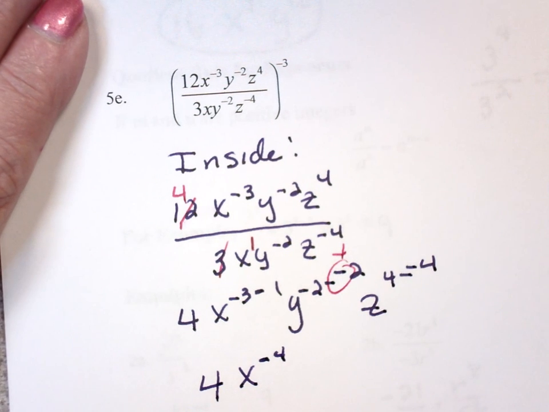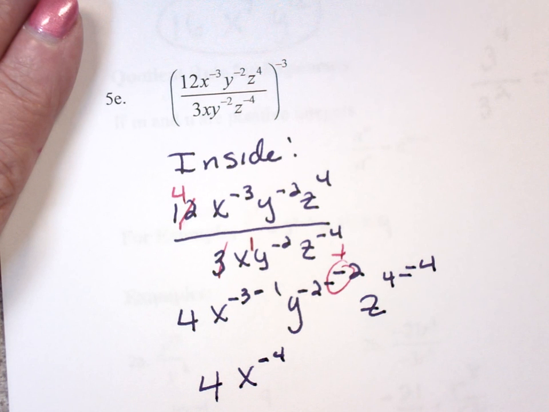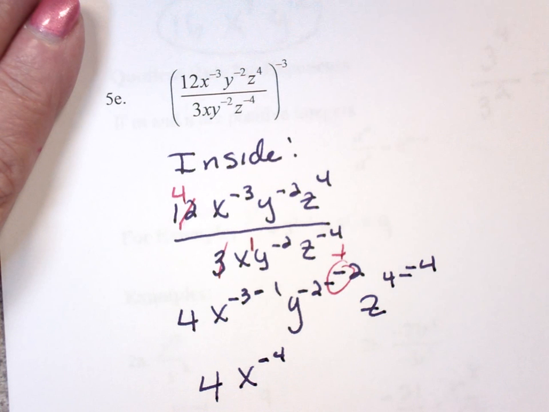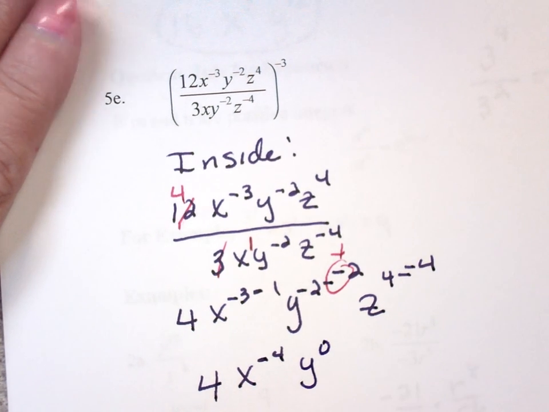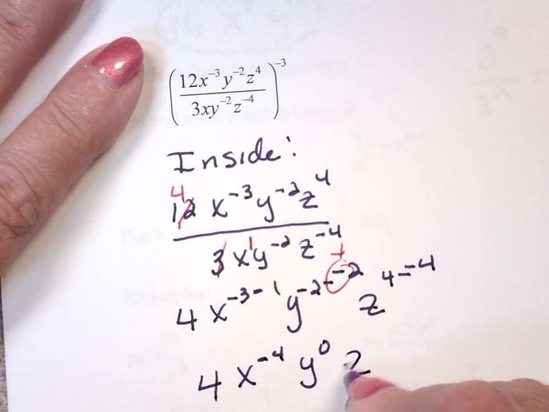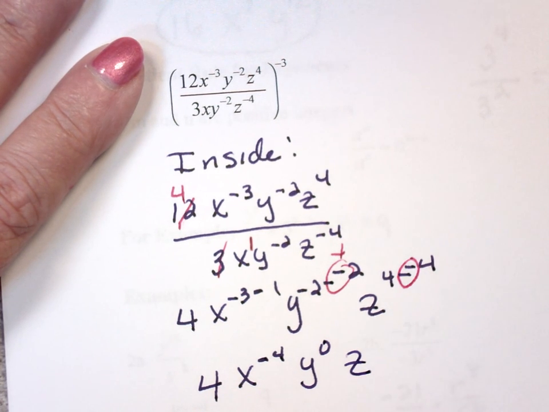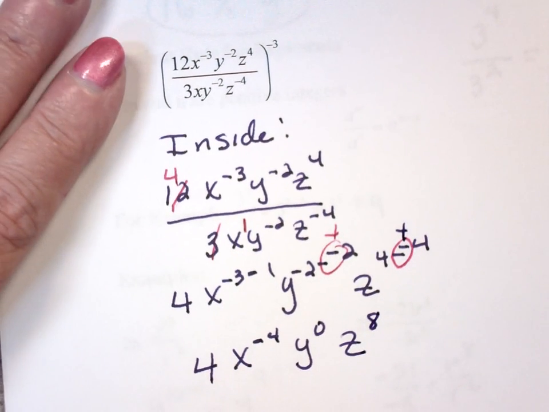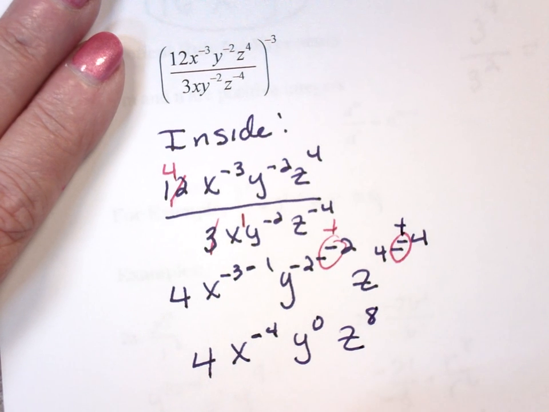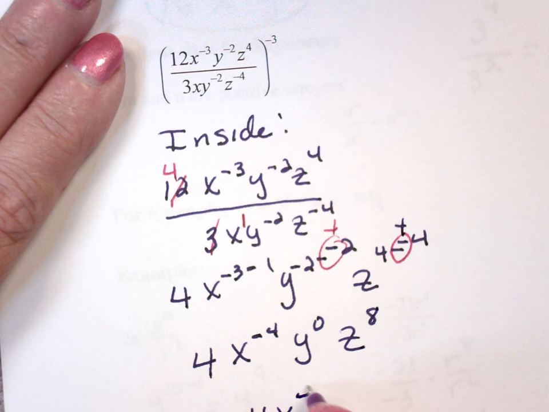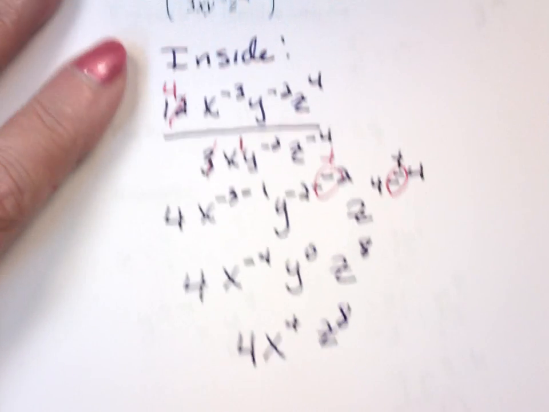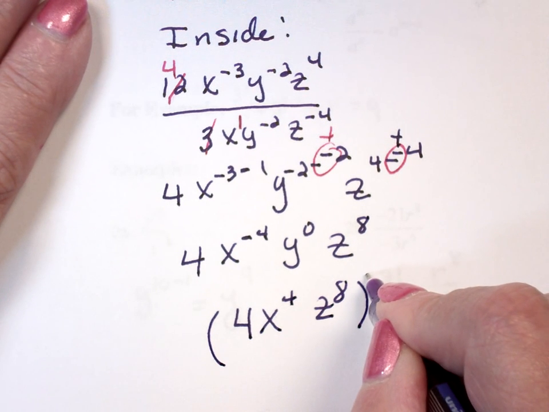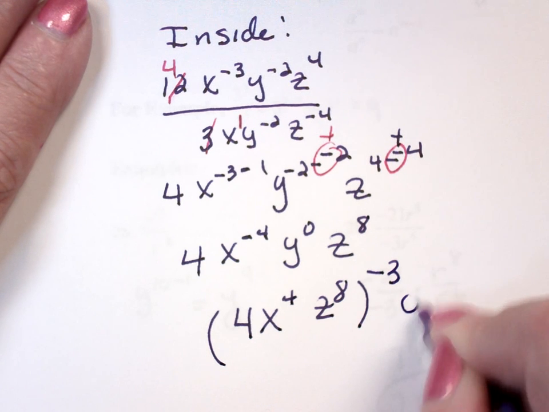Minus and a minus is a plus. What do you notice? The y's are gone. That's y to the 0 power. Z, minus and a minus is a plus, to the 8. So I have now a 4, x to the 4th, z to the 8th. And now I'm going to raise that to what power? Negative 3. So now I'm going to focus on the outside.